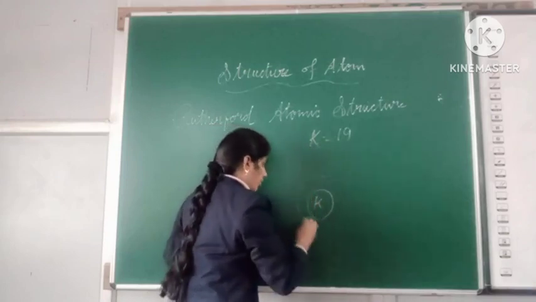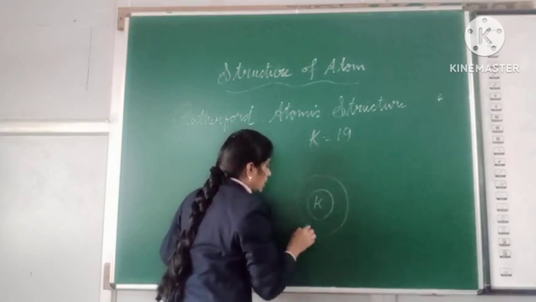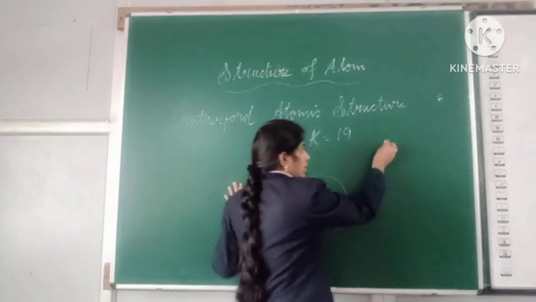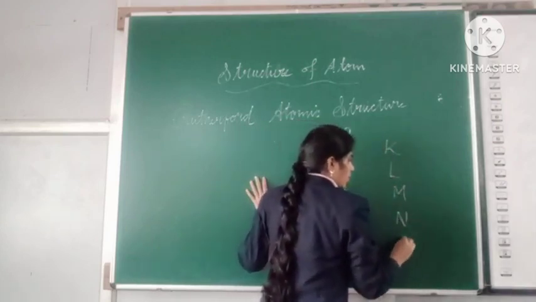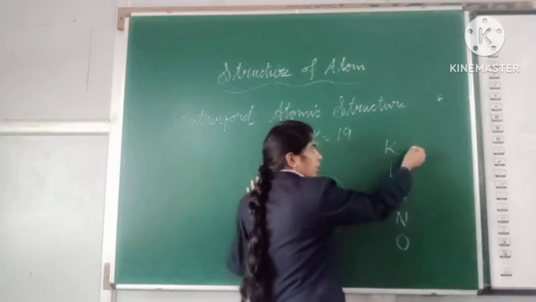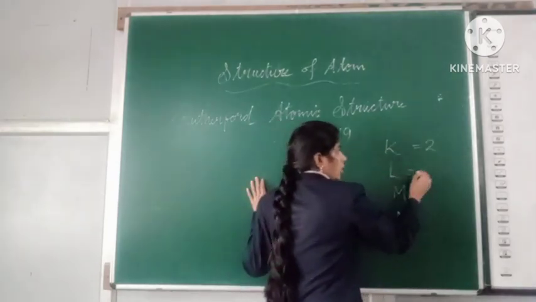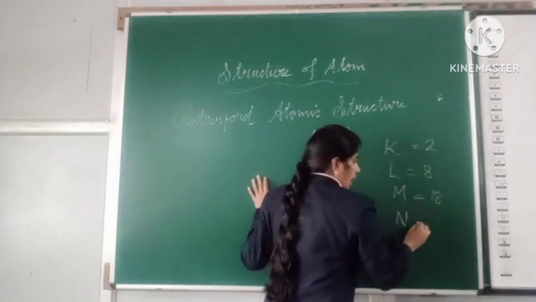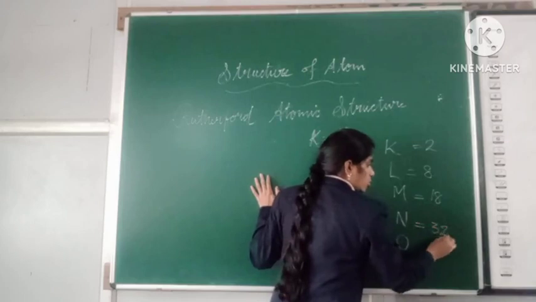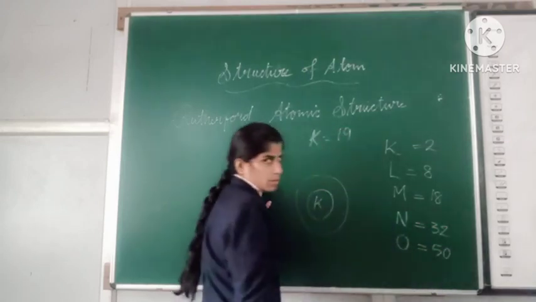In our atomic structure, there are different orbits, or shells. What are their names? K, L, M, N, O. The K shell accommodates 2 electrons, the L shell 8, the M shell 18, the N shell 32, and the O shell can accommodate 50 electrons.